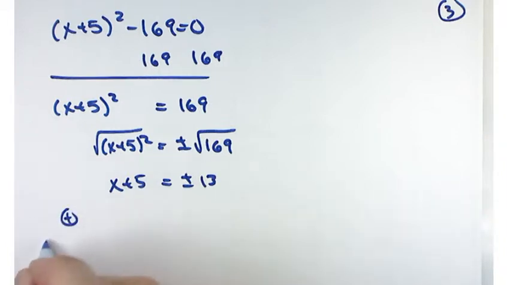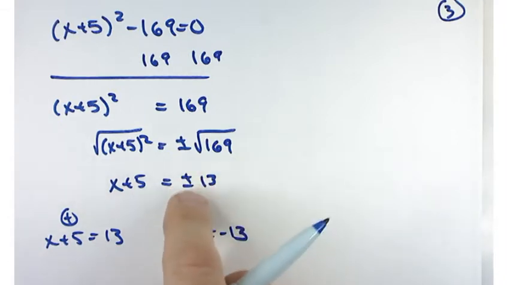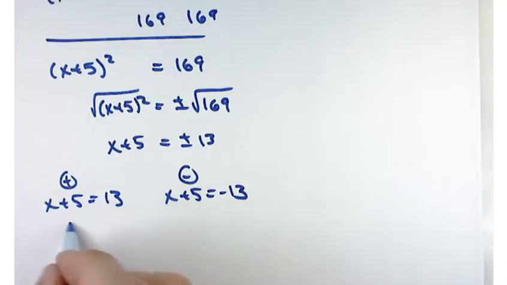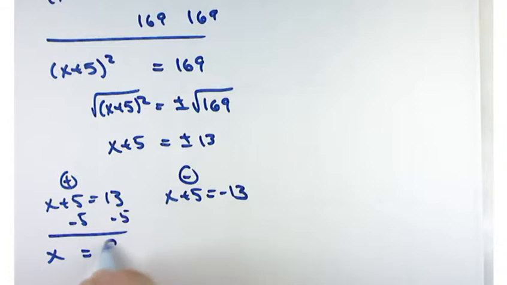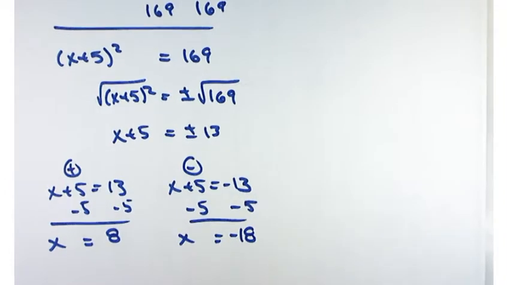So the positive case is x plus 5 equals 13, and the negative case is x plus 5 equals negative 13. So the positive and negative cases. If I subtract 5 from both sides, I end up with x equals 8 or x equals negative 18. So there's my two solutions.